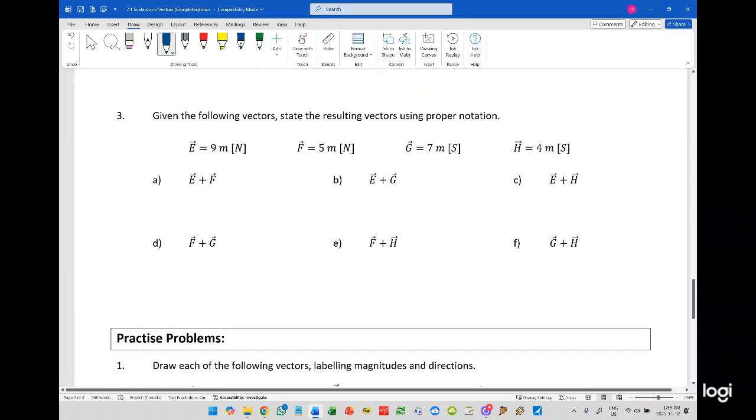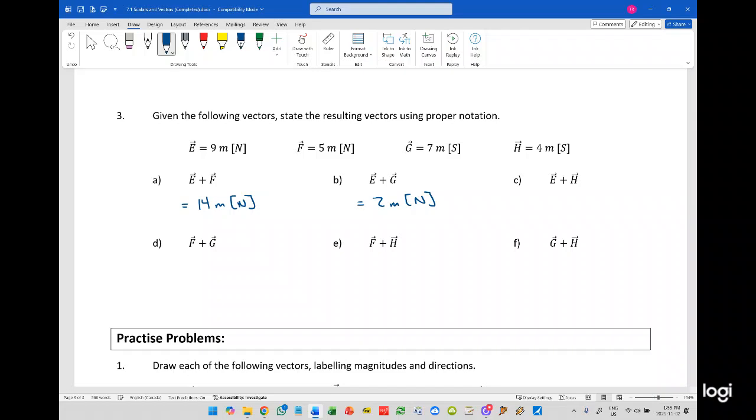All right, so let's just try a couple of these and see if we can do these in our heads. The first one, I've got 4 vectors there listed, E, F, G, and H. So E plus F would be 9 meters north plus 5 meters north. Those are in the same direction. So if I go 9 meters north and another 5 meters north, that's a grand total of 14 meters north. Now, if I go 9 meters north plus 7 meters south, well, if I walked 9 meters north and then 7 meters south, I'd be 2 meters north of where I was originally.